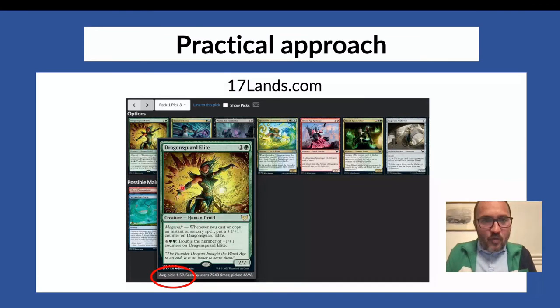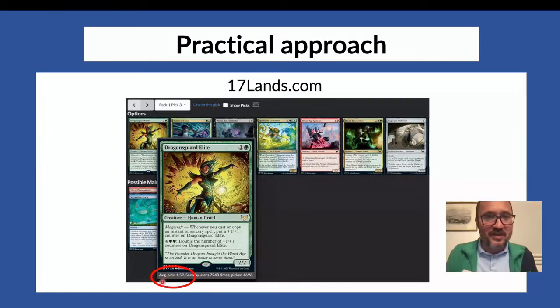But when you do it, you can actually hover over a card and you can see the ALSA value here called average pick. And basically, this is the number. If it's under 5 and you're at pick 6, you know, okay, this card is probably a signal. That's a super straightforward way of doing it without getting involved in any complicated maths. So by all means, start using it.